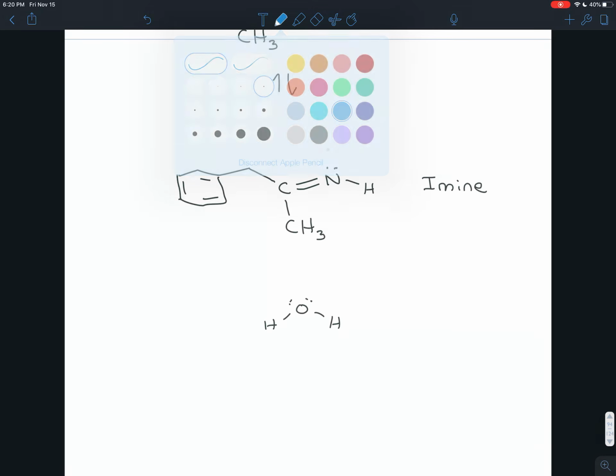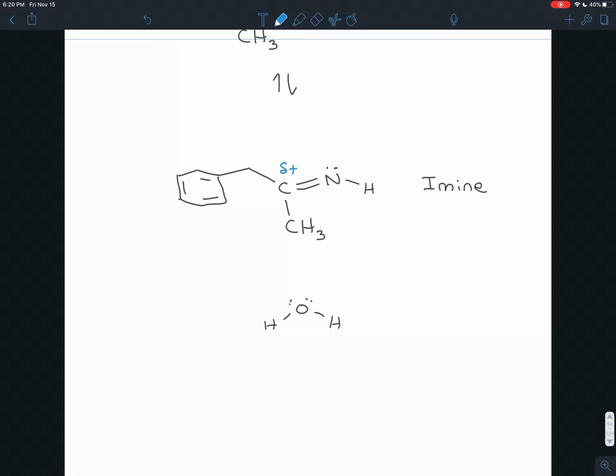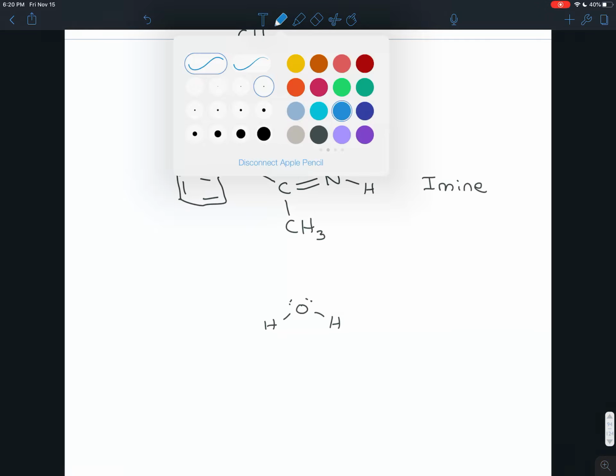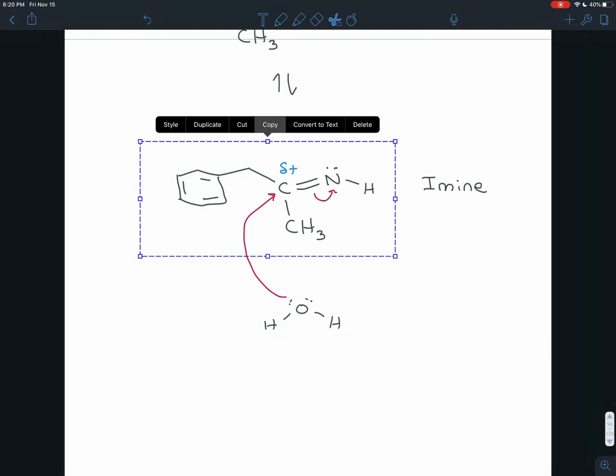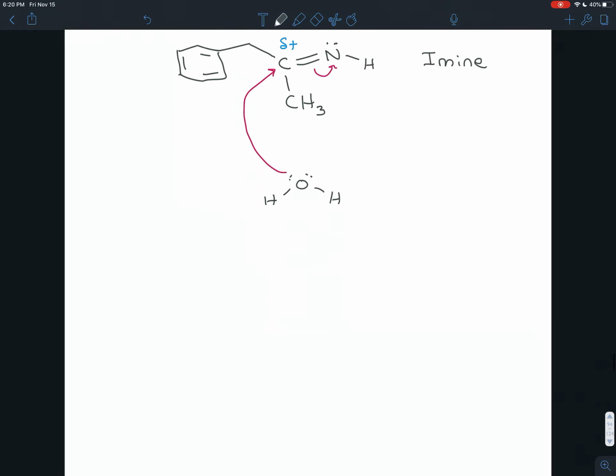The water can come in, this carbonyl carbon is, or it's not a carbonyl because it's a nitrogen, but the imine carbon is slightly positive, so this water can come in, attack it, the pi bond can break. So we get a sort of tetrahedral intermediate.